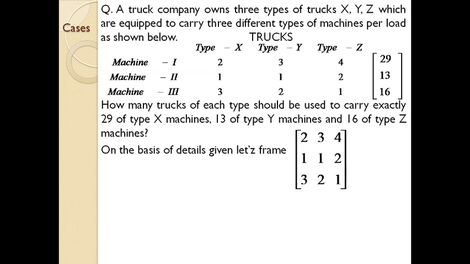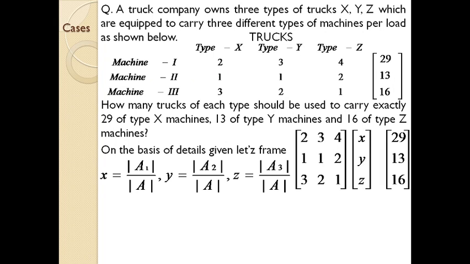On the basis of the details given in the question, you can frame three matrices. The first matrix will be 2, 3, 4, 1, 1, 2 and 3, 2, 1. Another matrix will be the matrix that represents the unknown values, that is x, y and z. And finally, the other matrix that gives the total details regarding the operations of the business, that is 29, 13 and 16. So now you have developed three matrices in the order of Ax equal to B.